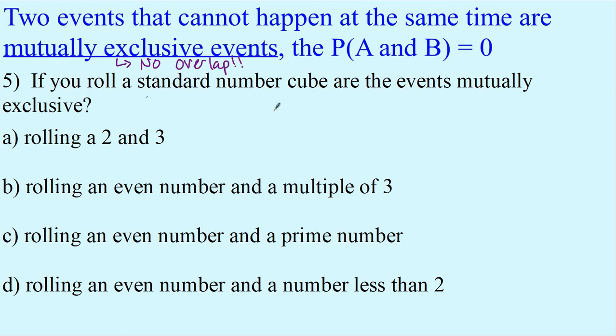If you roll a standard number cube or dice, are the events mutually exclusive? First one, rolling a 2 and a 3. Well, rolling a 2, there's only one option. Rolling a 3, there's only one option. There's no overlap. So, are they mutually exclusive? Yes, they are.